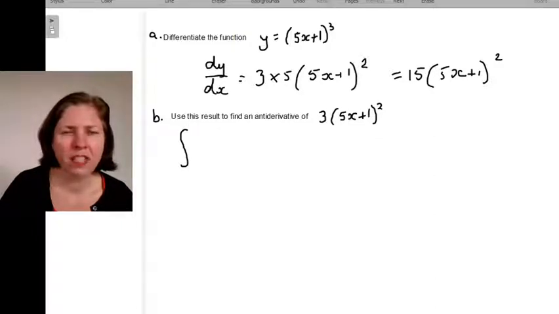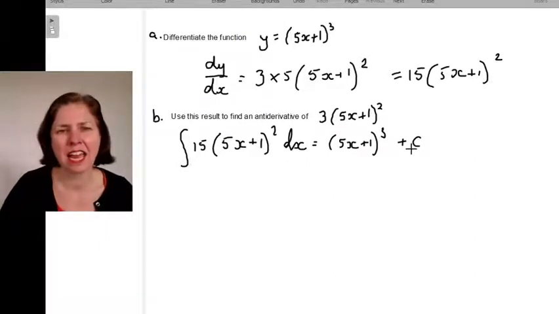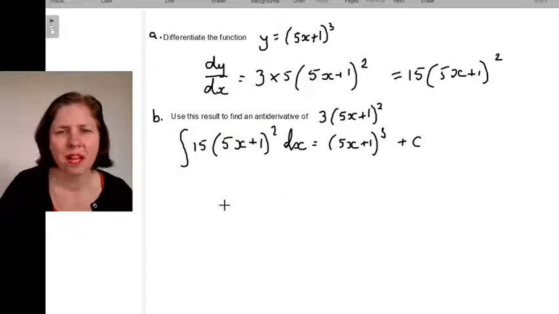I found that the antiderivative of 15 times (5x plus 1) squared dx is going to be equal to the function I started with, which is (5x plus 1) cubed. I can put in a plus c, but it does say find an antiderivative, so I don't need to, but let's keep our plus c's. But that's not what I'm looking for. There's a 15 here in the front. I want it to be a 3.